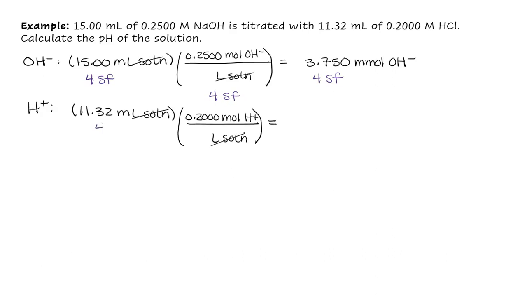Checking sig figs, we have 4 sig figs in our volume, 4 in our molarity, and so our millimoles of H+ will also be rounded to 4 sig figs. So doing the math, 11.32 times 0.2000 gives us 2.264 millimoles of H+.